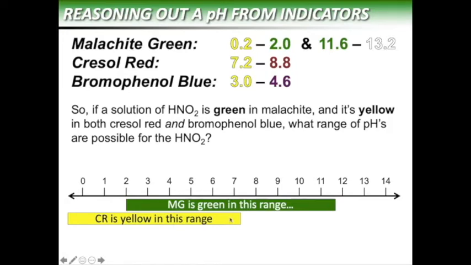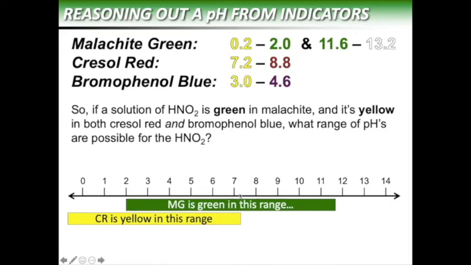Now notice, right now, these two don't completely overlap with each other. Everything from 7.2 up is consistent with this indicator, but not this one. So I can toss it out. Everything from 2 down is consistent with Cresol Red, but not with Malachite Green. So I can toss that out. So for now, I can say it's between 2 and 7.2.